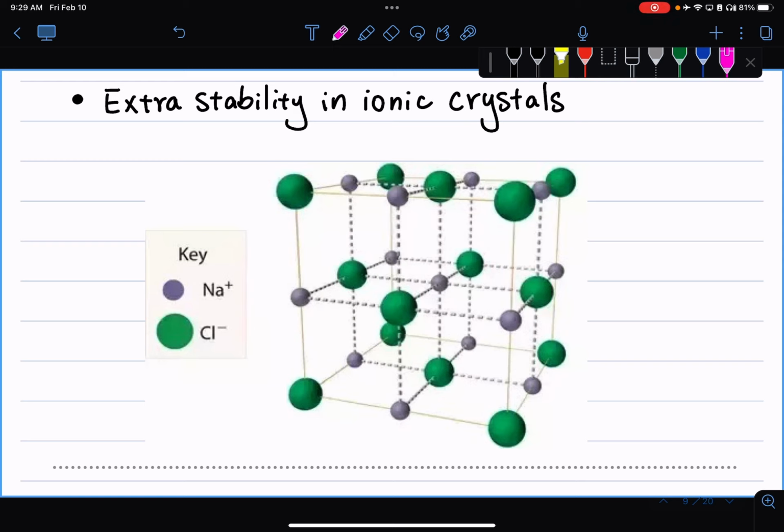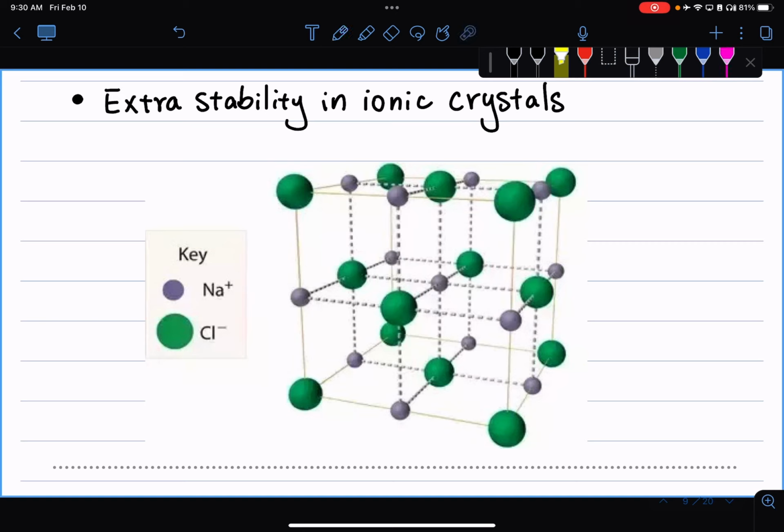So if we did that calculation, one of the things that we typically get is that ionic compounds are very stable. Ionic bonds are strong, and ionic crystals are very chemically stable. So why is it? If we're just looking at one pair of the sodium chloride bond, that bond is not exceedingly strong. However, in reality, ionic compounds nearly always form ionic crystals.